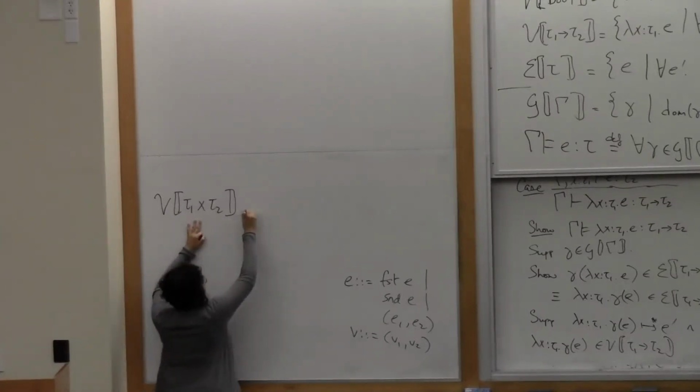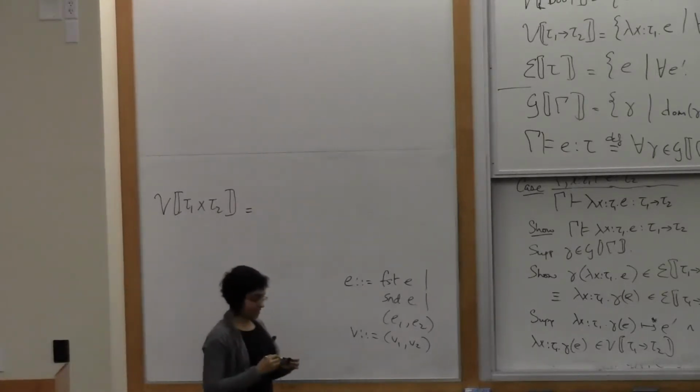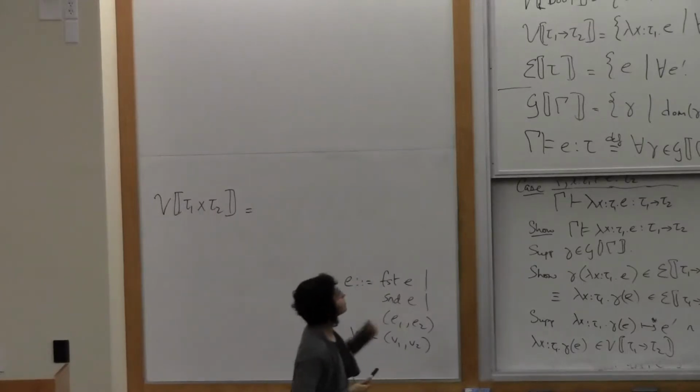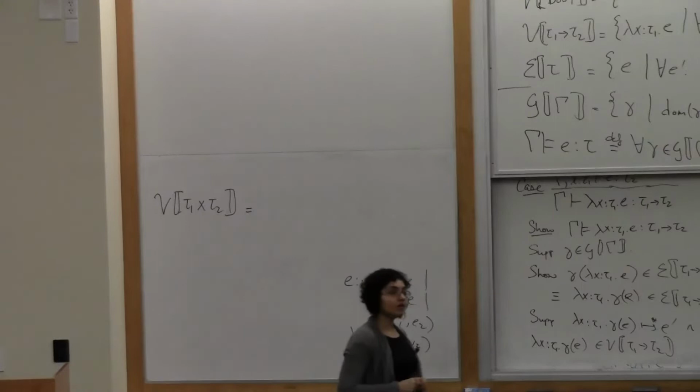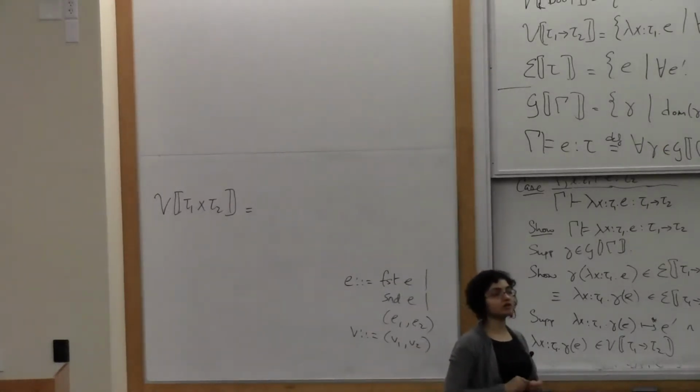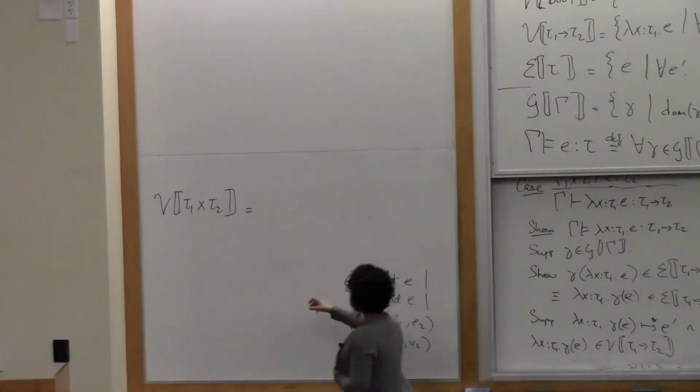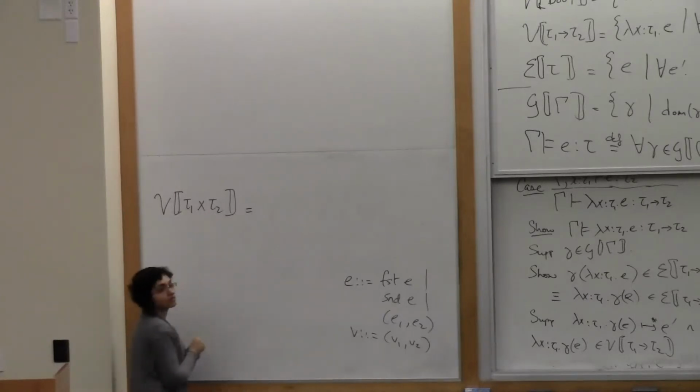So I want to extend my logical relation with pairs now. So when do values belong to the type tau1 cross tau2?